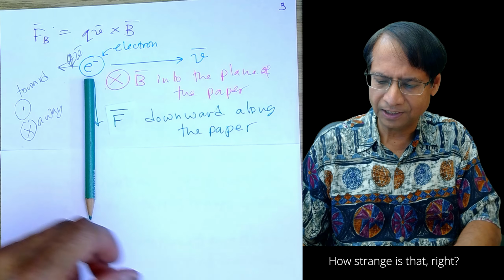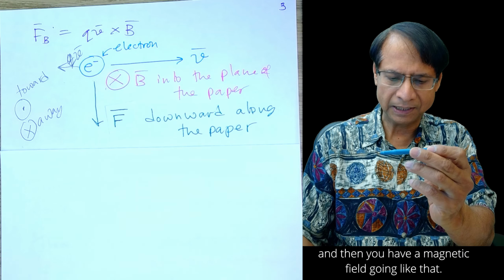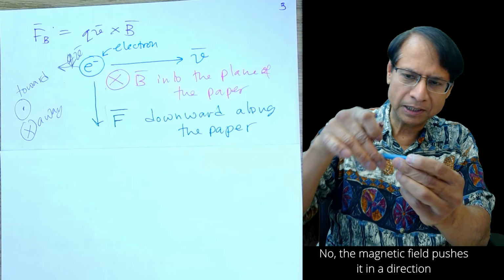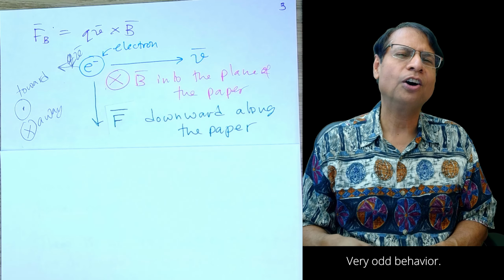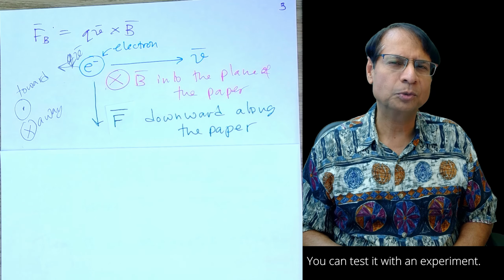So think about it. How strange is that, right? Here the electron is moving this way, and then you have a magnetic field going like that. Shouldn't the magnetic field push it down? No, the magnetic field pushes it in a direction that's perpendicular to both. Very odd behavior. Now, how do you know that's true? You can test it with an experiment.